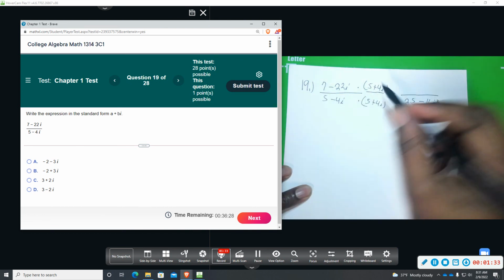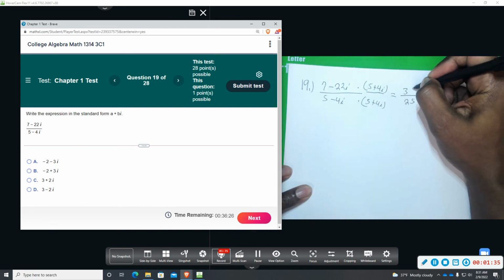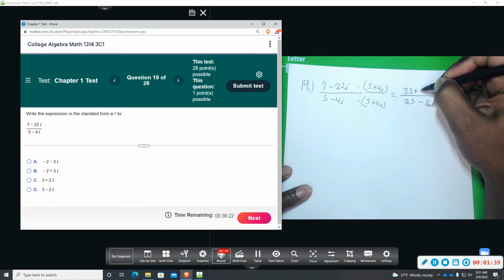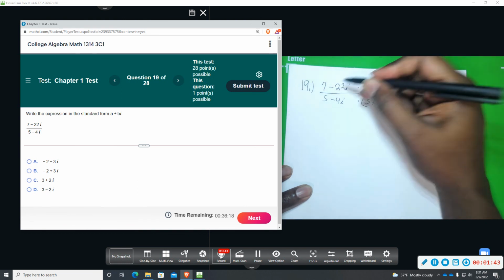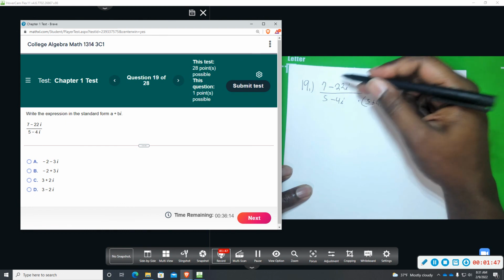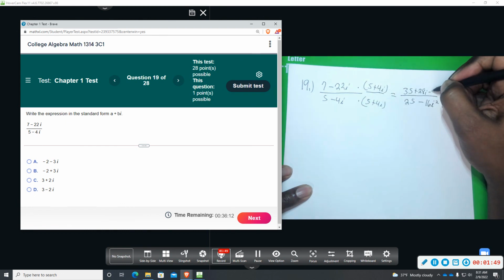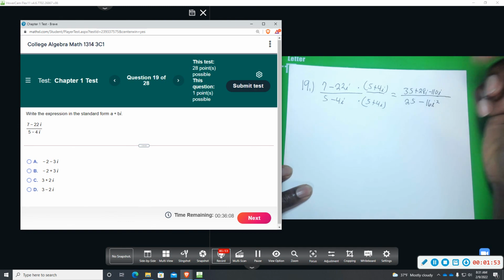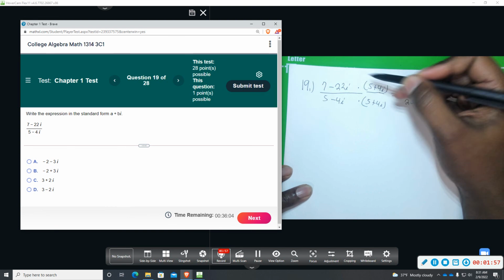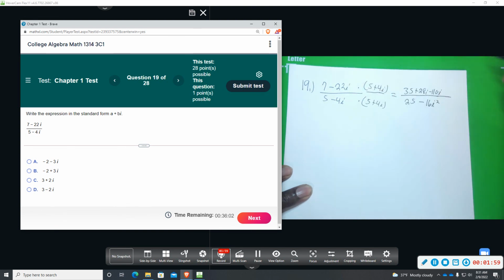So 7 times 5 will give us 35. 7 times 4i will give us a positive 28i. Then -22i times 5 is -110i. And then -22i times 4i, and it's negative, so it's going to give us a negative 88i squared.